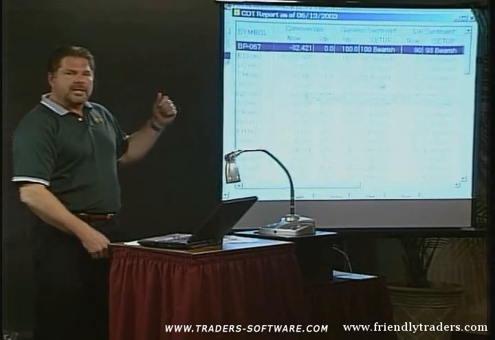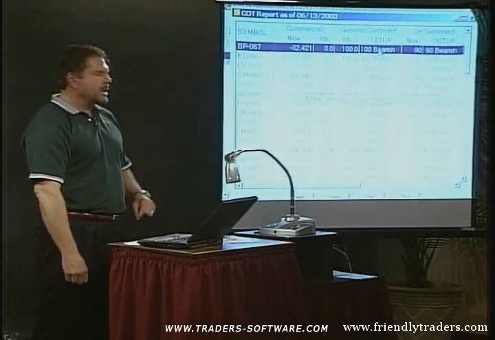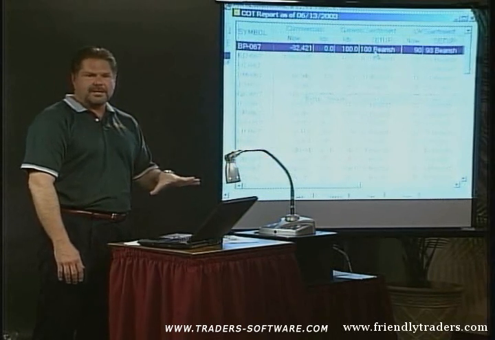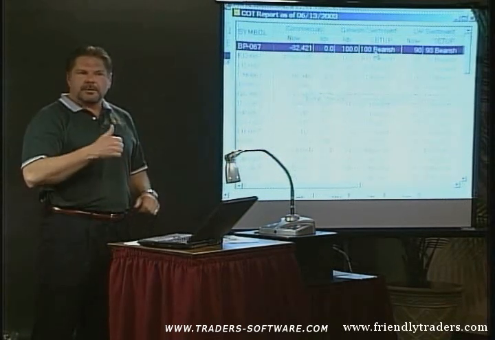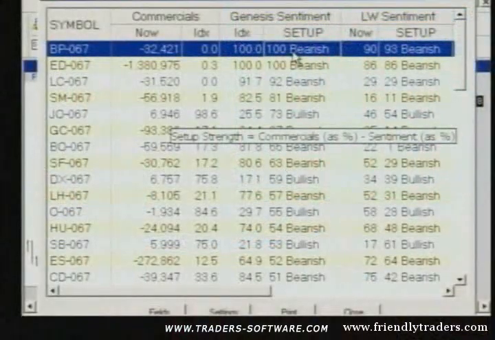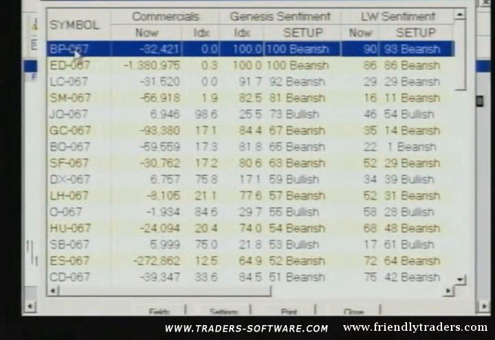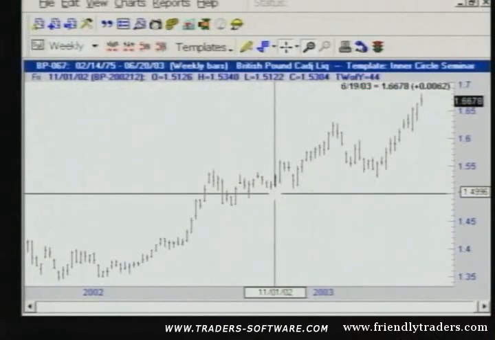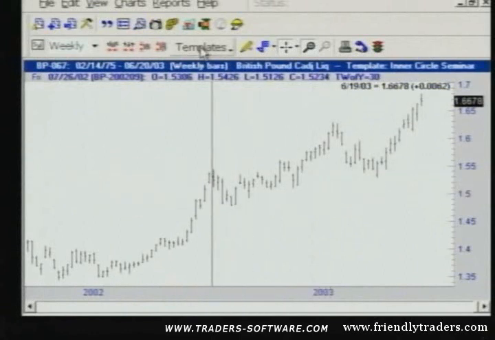Now at the top you notice there was British pound. It had a 100% bearish setup. That means the public is 100% bullish. The commercials are 100% bearish. They're selling as much as they can. So we want to go look at that market. Now we click on the British pound symbol. We just shrink this down. And right here we have a chart that will have the setup on that. Now we can add the Commitment of Traders and public sentiment on there to take a look at that.